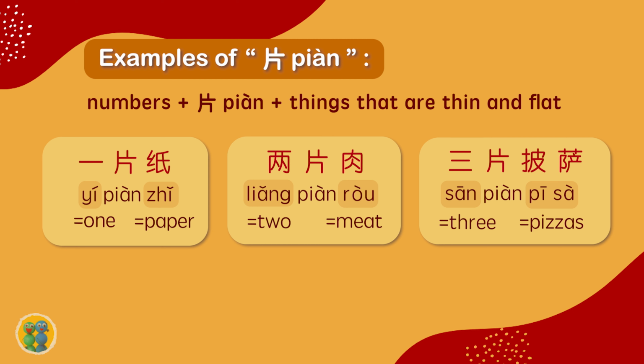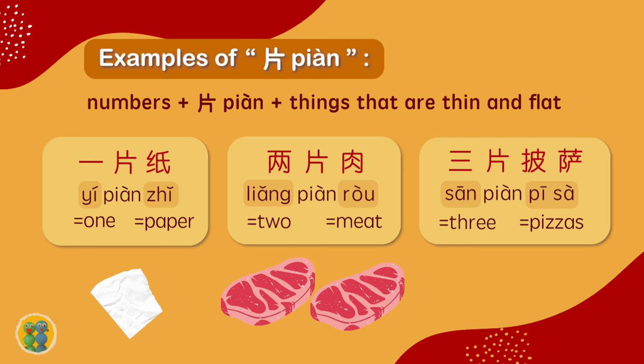Examples of piàn: 一片纸, 一片纸. 一 means one, 纸 means paper. 两片肉, 两片肉. 两 means two. 肉 means meat. 三片披萨，三片披萨。三 means three. Pizza means pizzas.